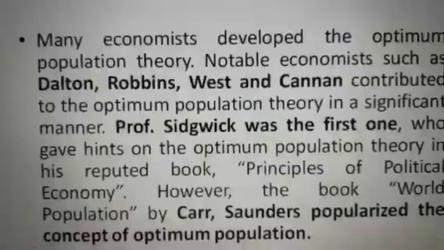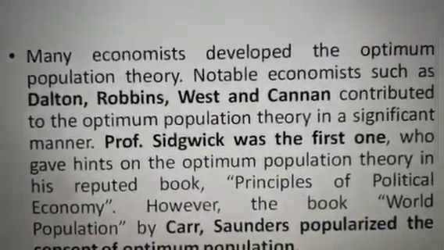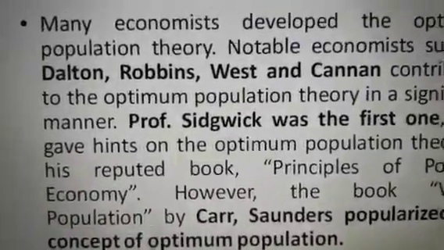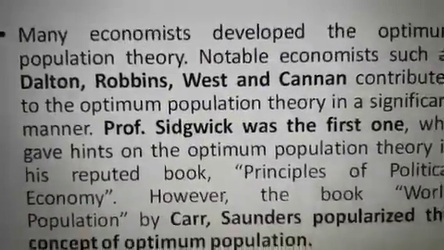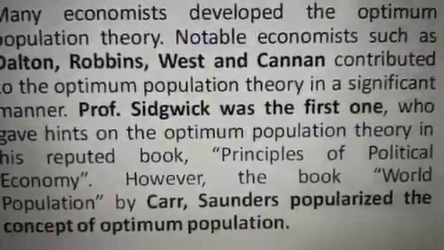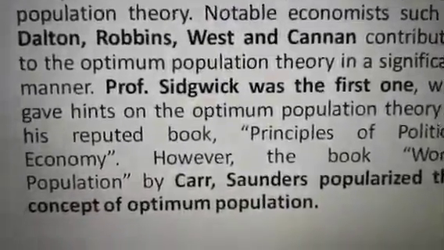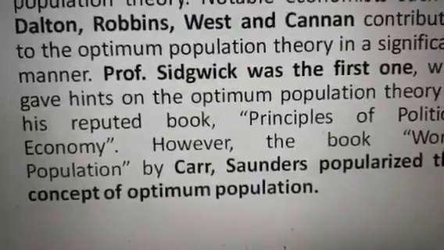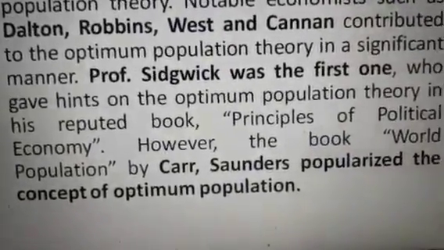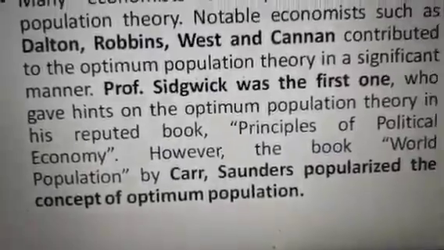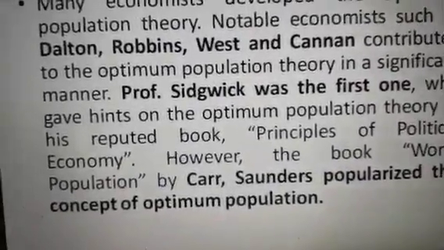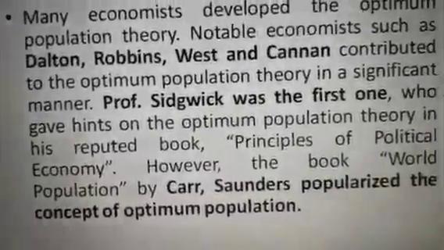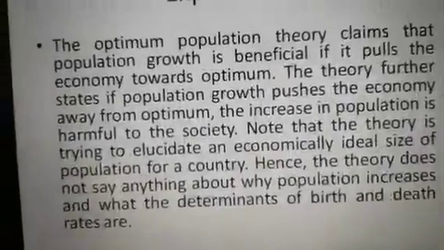And this theory was developed by many economists. Earlier it was in the name of Dalton, Robinson, West and Cannon, but Professor Sidgwick was the first one who gave hints on optimum population theory in his reputed book Principles of Political Economy. However, the book World Population by Carl Sanders popularized the concept of optimum population. So these two things you have to remember, all the names who have dealt with this theory.